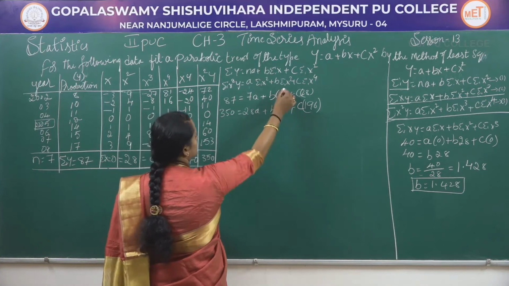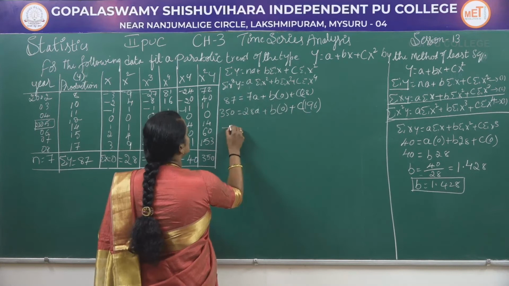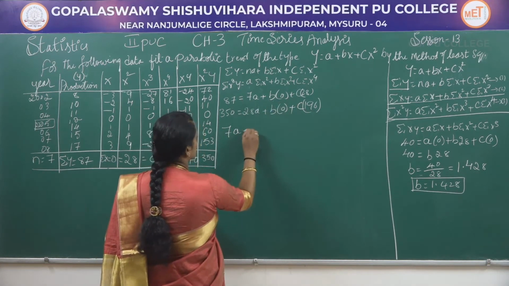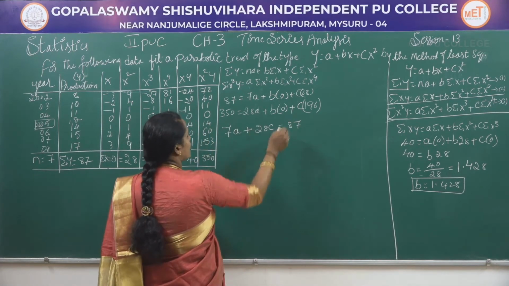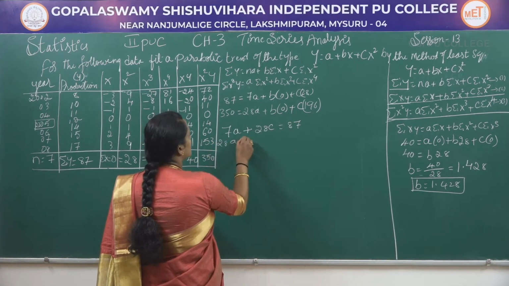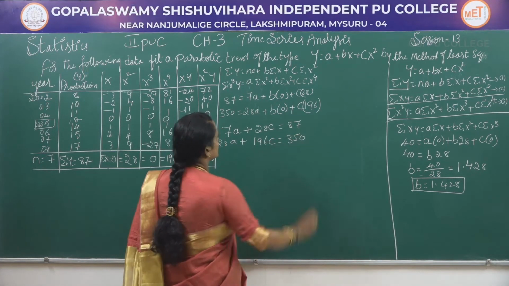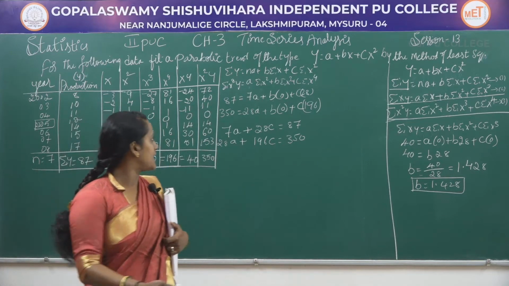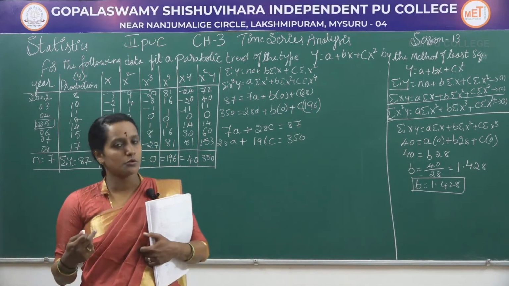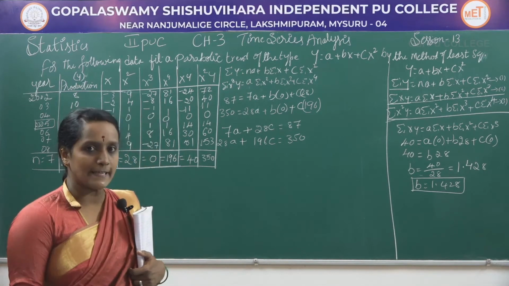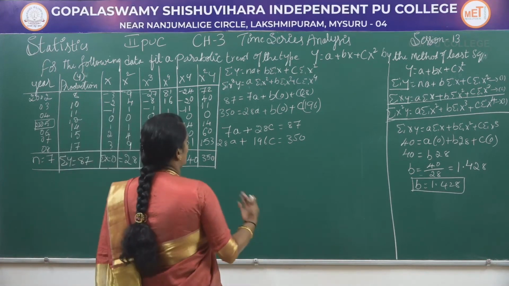Now the b terms are 0, so I'll rearrange. The equations are 7a plus 28c equals 87, and 28a plus 196c equals 350. After rewriting these two equations, we have to solve them as simultaneous equations and find the constants.